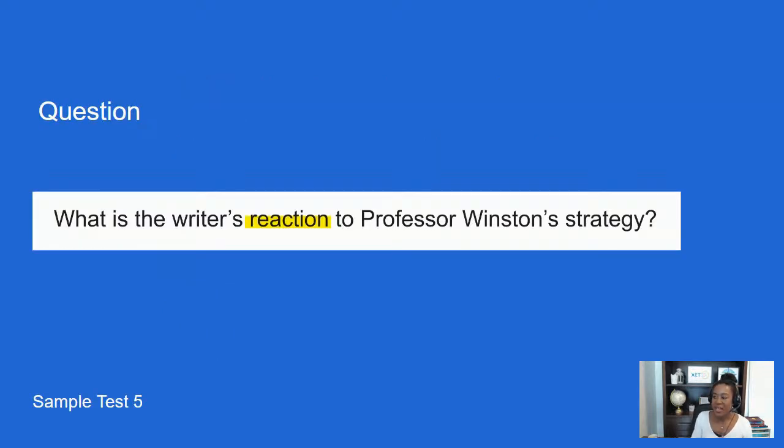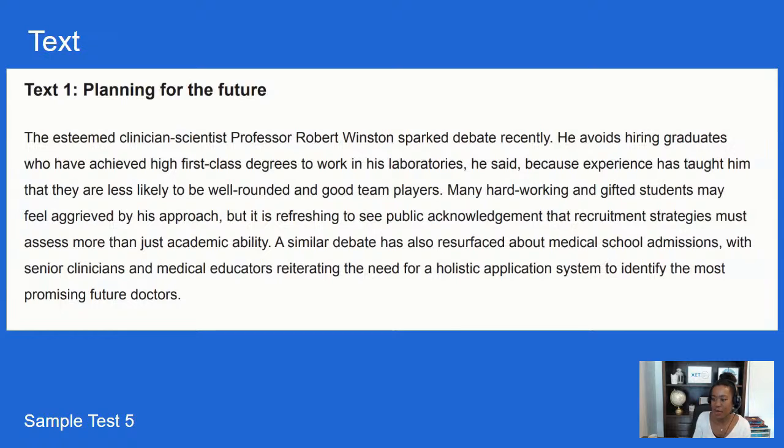Okay, so here's a question for you. And this is the one from sample test 5. This is one of them. I'm only focusing on questions that look for attitude and opinion. So this question is, what is the writer's reaction to Professor Winston's strategy? Okay, so this question relates to this part of the text. So this is where we're going to look first.